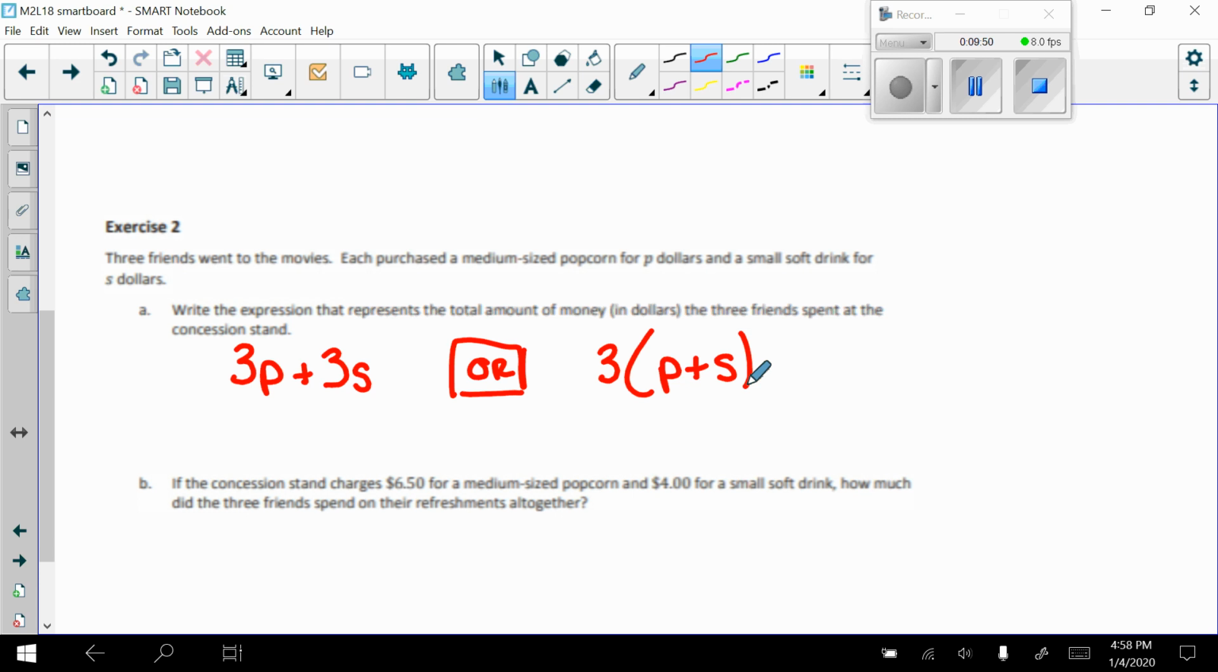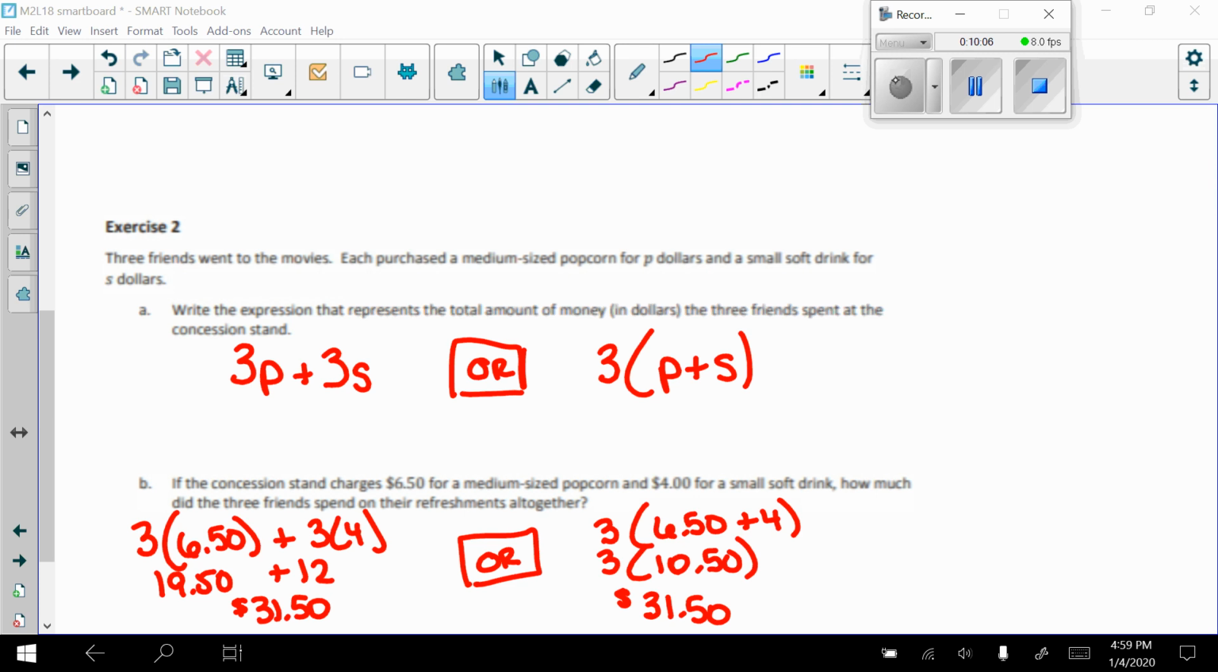If the concession stand charges $6.50 for a medium-sized popcorn and $4 for a small soft drink, how much did the 3 friends spend on their refreshments altogether? I don't care which expression you use, but go ahead and pause the video and find out what the cost will be. Did you get $31.50? I showed you both ways because I didn't know which way you were choosing. Did you want to keep it as 3P plus 3S, or did you want to do 3 sets of? Either way, we got the same answer of $31.50.